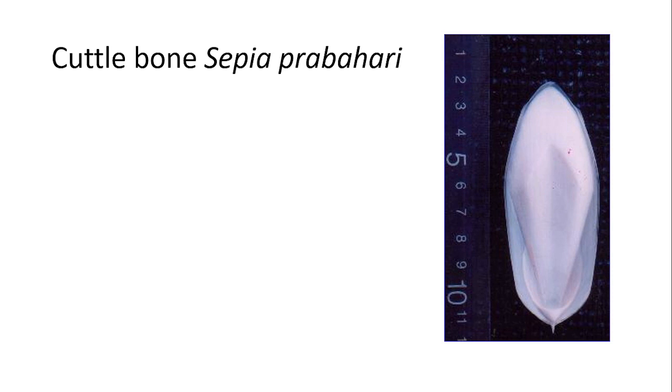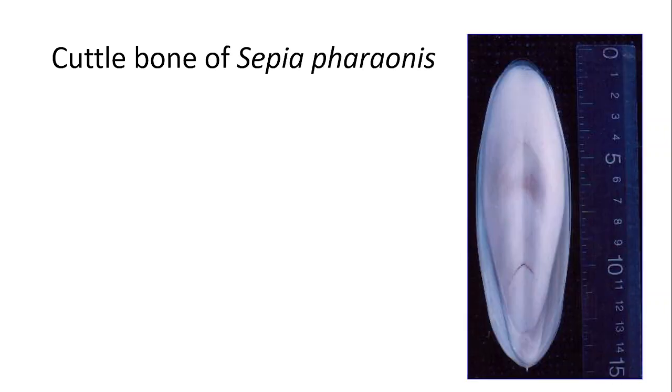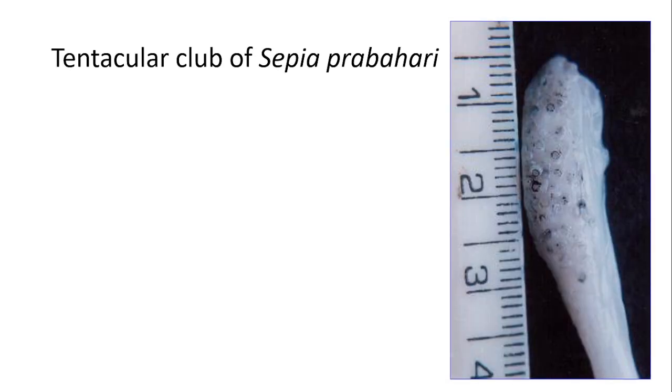This is a cuttlebone of Sepia prabhahari, the unique species in this complex, where we can see the cup-shaped portion in the cuttlebone. This is a Sepia paravonis cuttlebone. In this species, we cannot see the cup-shaped region in the posterior part of the outer cone region of the cuttlebone. The third image is Sepia prabhahari.